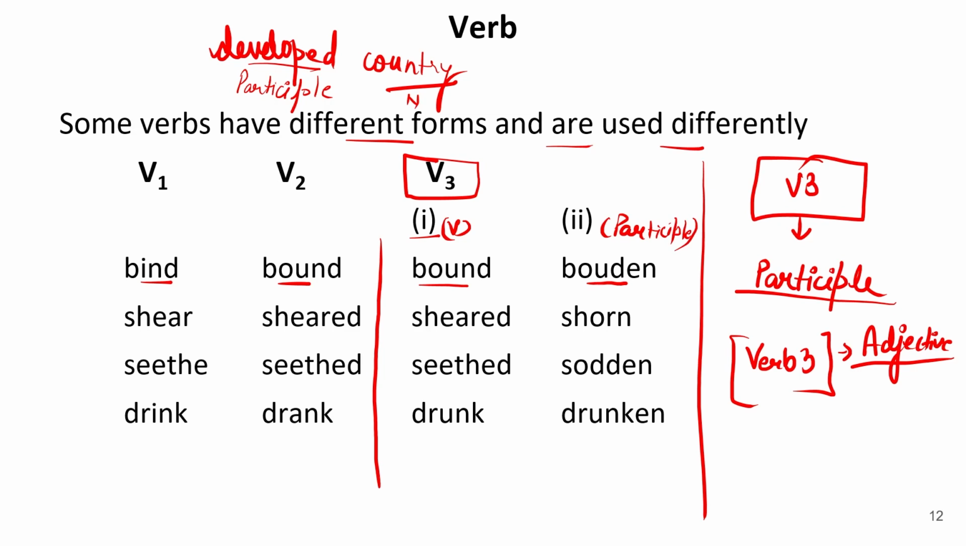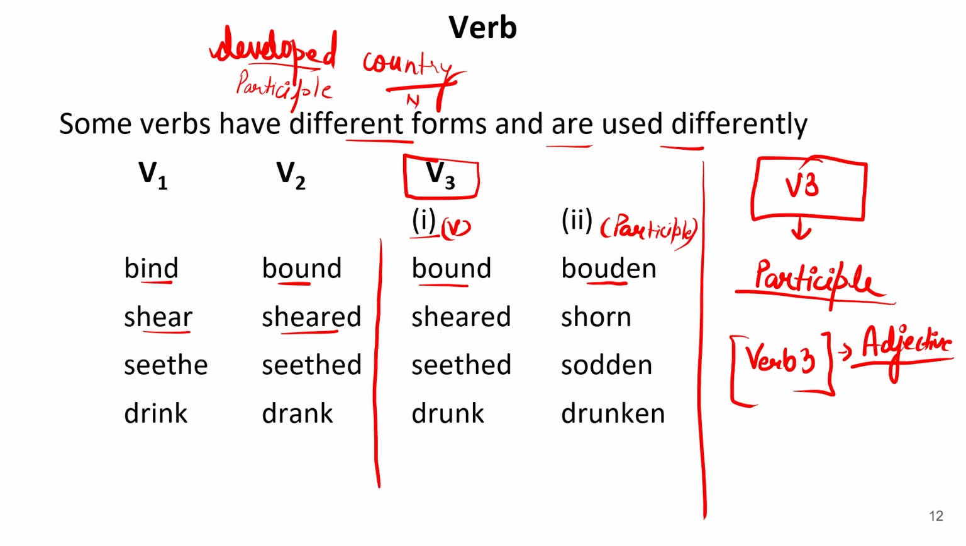Now we have another verb, that is shear. Now shear means to shave off the wool or shave off the hair of sheep and some animals that have fur. Now shear, the second form of it is sheared.